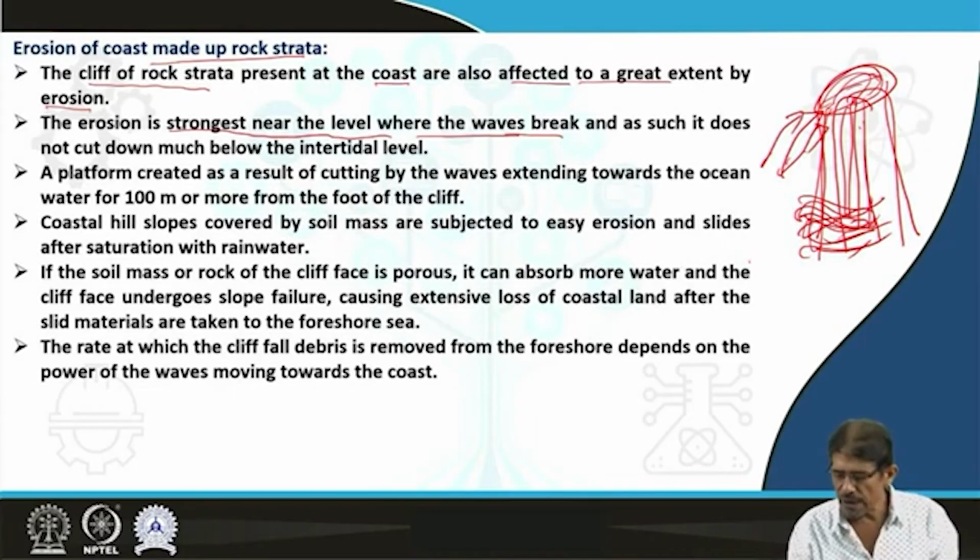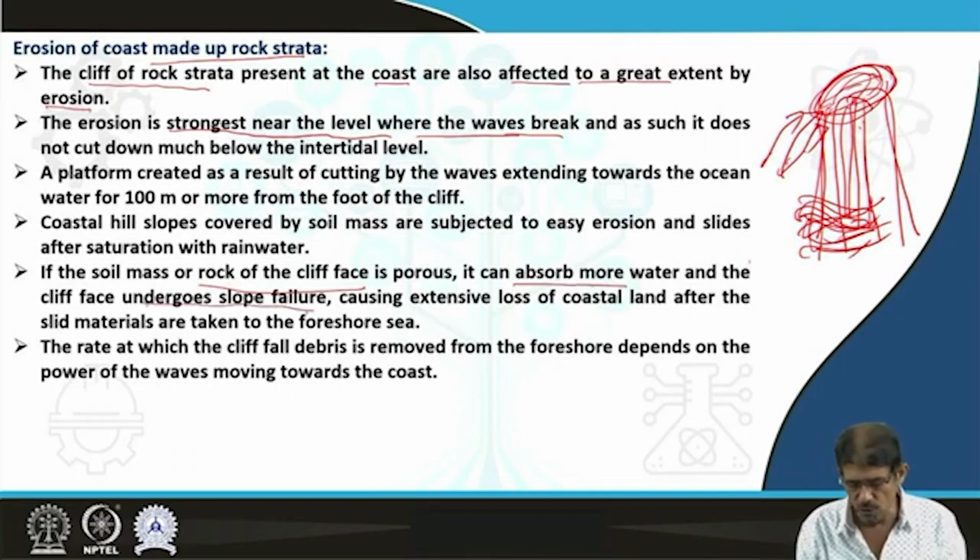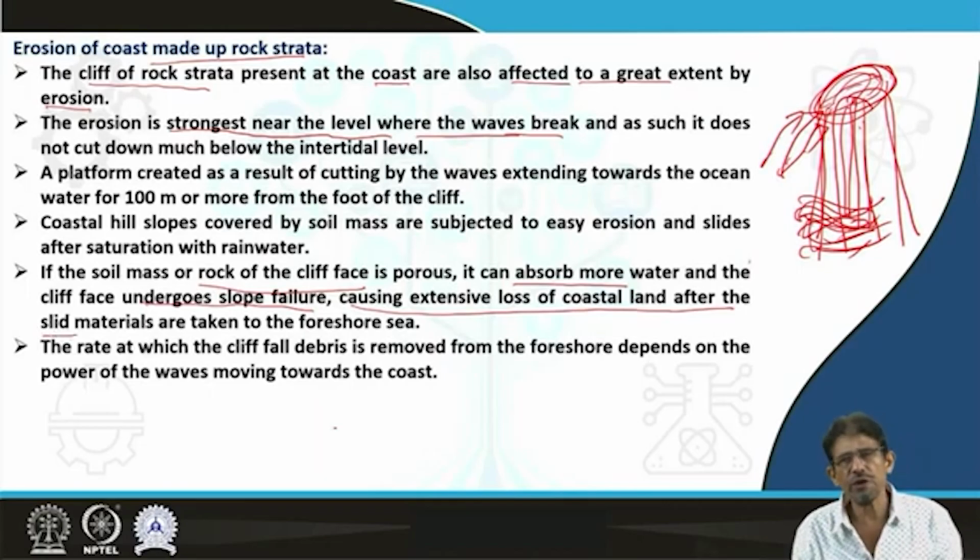Therefore, there are different types of features in the dry season and in the wet season, when the area is saturated with seawater or dry without saturation. The soil mass or soil layer on the rocky place absorbs water on the cliff face and undergoes slope failure, causing extensive loss of the coastal land after sliding off such cliff.